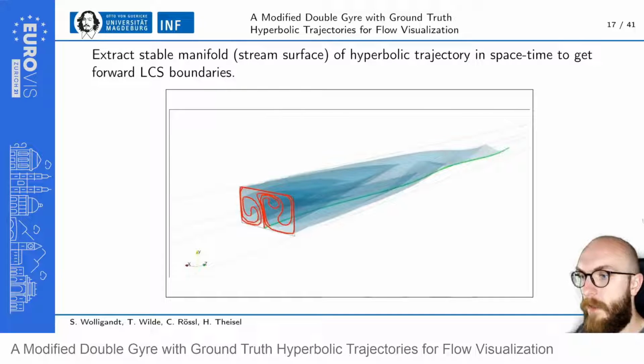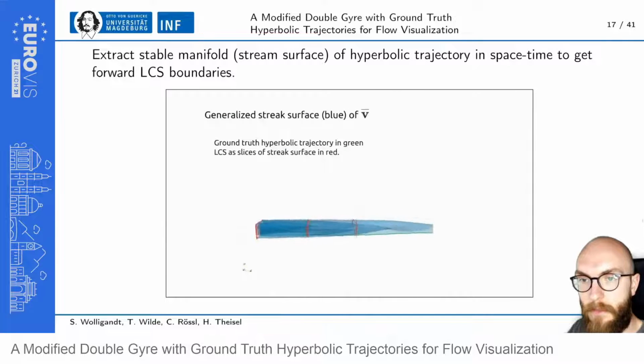Here we can see a space-time view of the double gyre domain. This means that time is treated as if it were a spatial domain. Time grows in this direction. In blue, you can see the stable manifold of the hyperbolic trajectory, which is a stream surface that represents a set of streamlines. And the red line represents an LCS boundary. An LCS boundary at some time step can be computed by extracting a slice of the stable manifold at exactly this time. Here you can see 3 slices at different time steps.